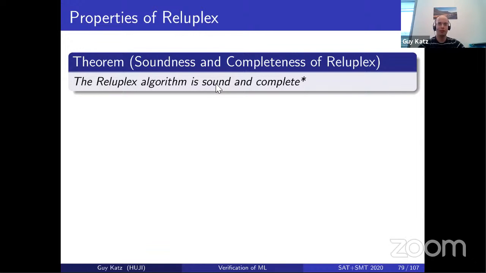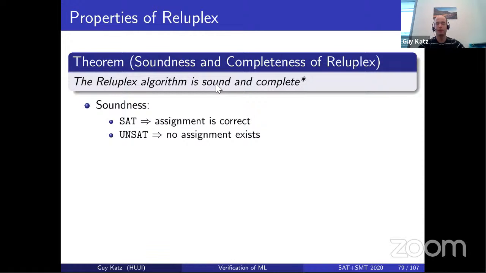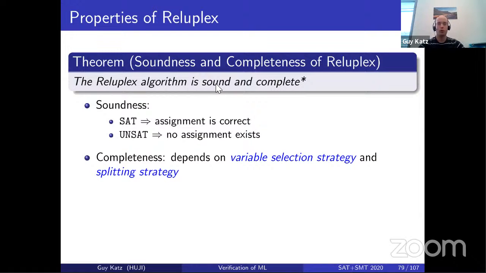So much like simplex, the algorithm is sound and complete with a little star. So soundness again means that if you get SAT, then the assignment is correct. If the solution is unsat, then you know that there is no satisfying assignment. And as for completeness, well, this again depends on a couple of things. So just like simplex, right, it depends on the variable selection strategy. Because in particular, you can have just a simplex problem and solve it with ReLUplex. You need to have a variable selection strategy that guarantees termination. And also you need a splitting strategy.